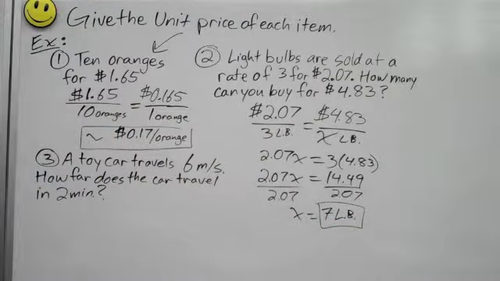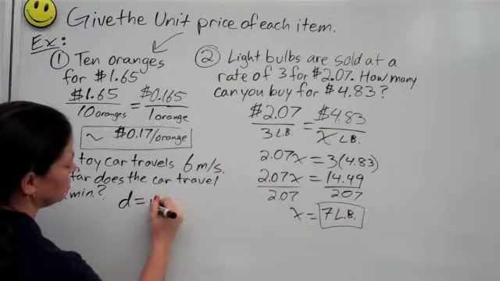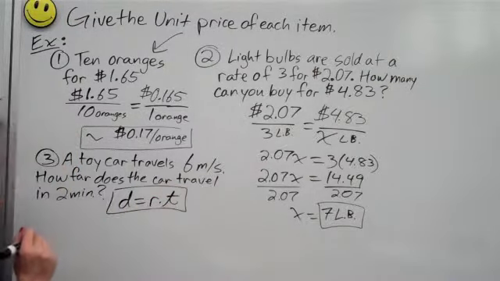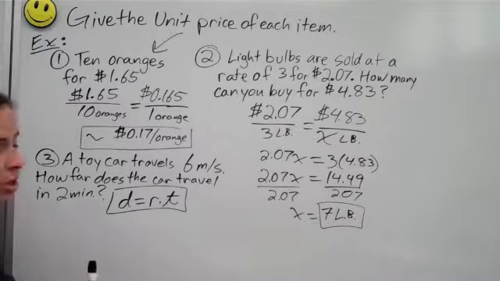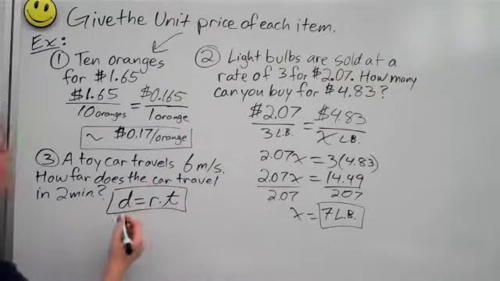Number 3, a toy car can travel 6 m, that stands for meters, per second. How far does the car travel in 2 minutes? So the first thing is we need our formula, which is distance equals rate times time. You should have heard that in science class. The second part is we need to plug in what we know. We're trying to actually find how far the car travels. You're trying to find the distance.